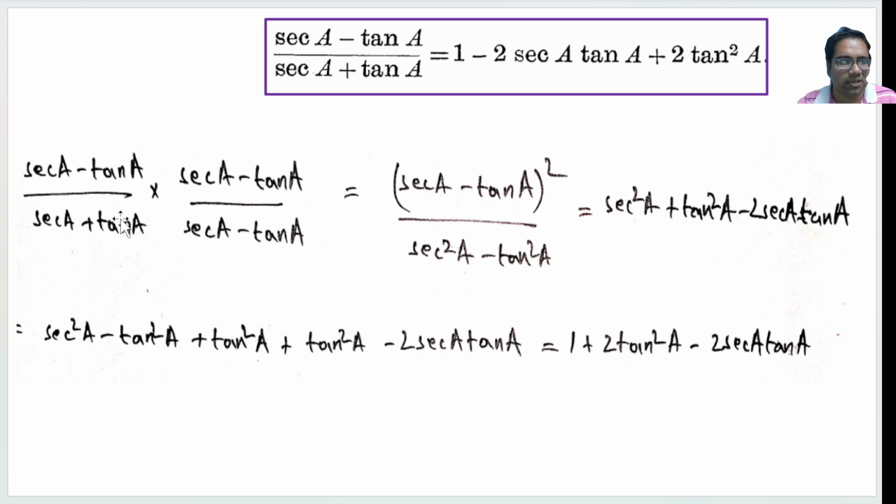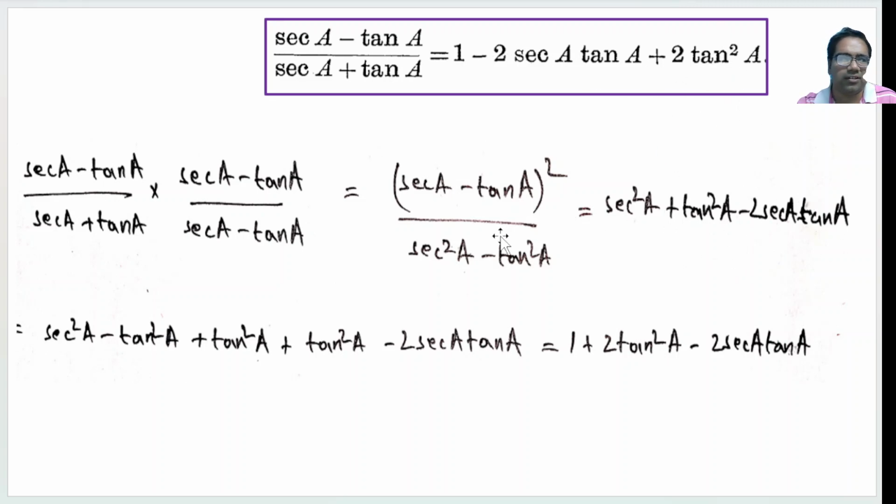Right. Multiplication of these two will become 1. Secant square a minus tan square a, and the numerator will become secant a minus tan a whole square, right? Then if we expand this becomes secant square a plus tan square a minus 2 secant a tan a. Denominator is anyway 1, right? So then, but we want what? We want 2 tan square a, right? There is only 1 tan square a. We have minus 2 secant a tan a, so that is sufficient.